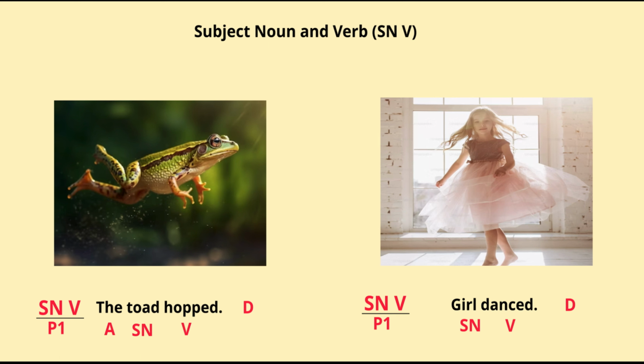In the second image, you can see a beautiful girl dancing. The girl danced. Right? So, girl will be the subject noun. And what is she doing? What is the action there? Danced. Danced is the verb. And the sentence is declarative.